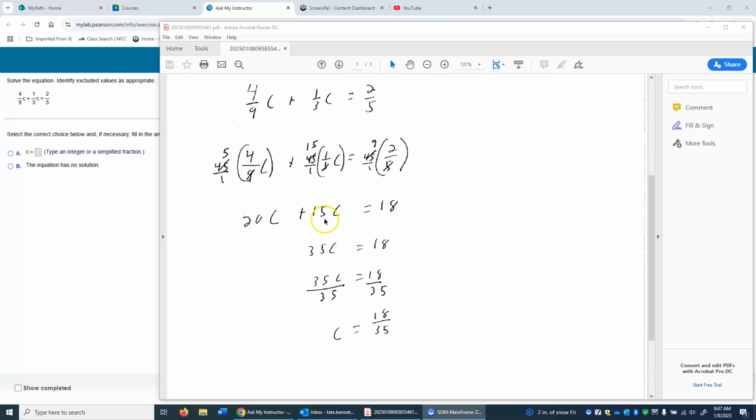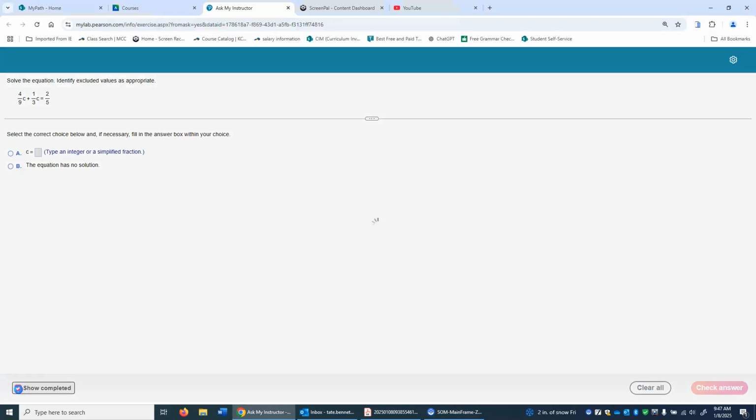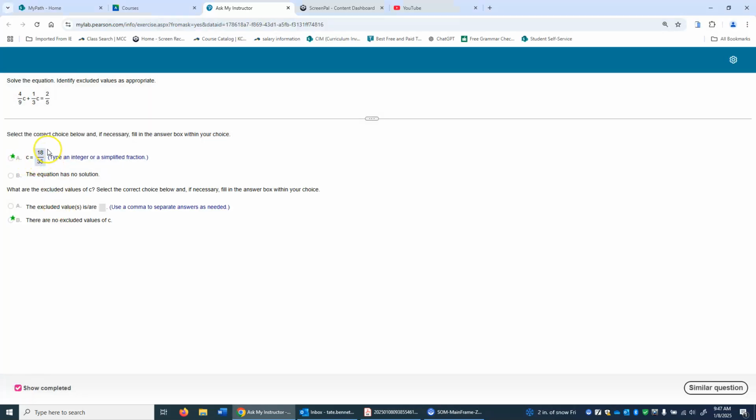You add the 20 and the 15, you get 35C. Then you divide both sides by 35, and the final answer is 18 over 35. If I come over here and click, you see that's what it shows, 18 over 35. There are no excluded values, since there's no C in the denominator. Hope that helps.